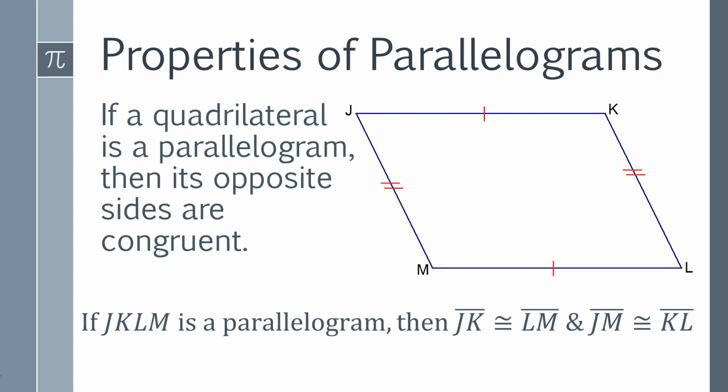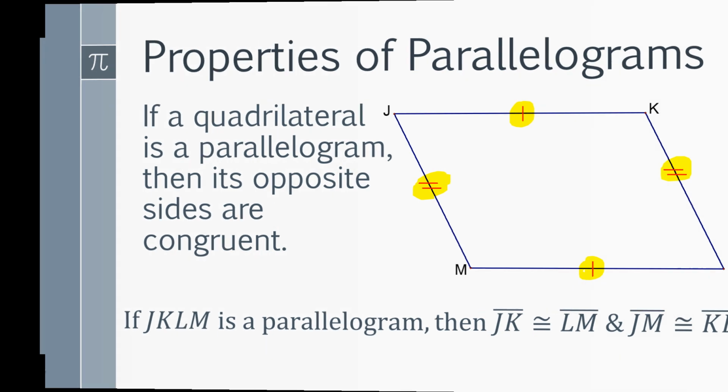All right. So if I tell you a quadrilateral is a parallelogram, one of the ideas you want to get out of that is these opposite sides, in addition to being parallel, are congruent. So given JKLM is a parallelogram, your thought process should be then that segment JK is congruent to segment LM and segment JM is congruent to segment KL.